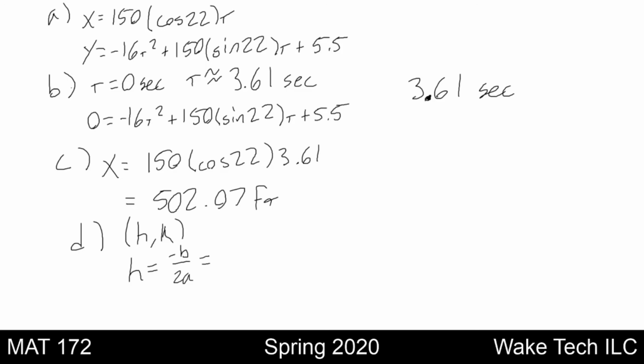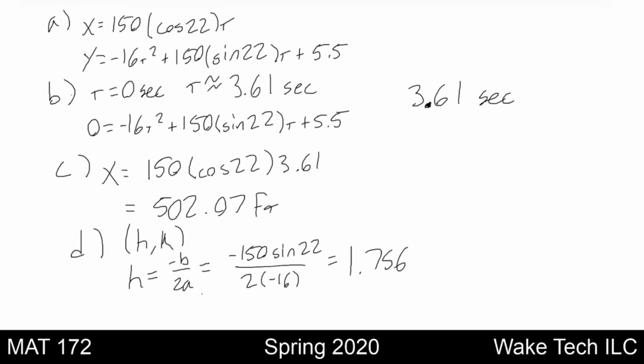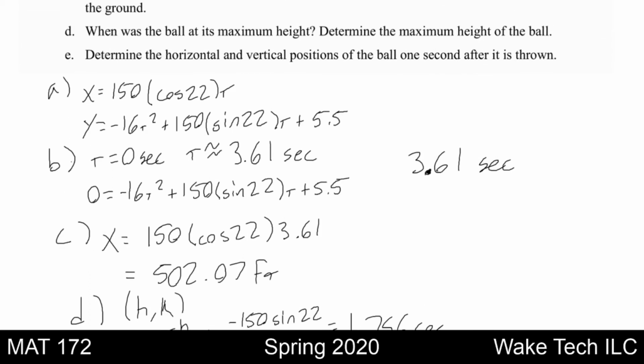B and a are just the coefficients to the second and first term, respectively. So the second term is negative 150 sine 22, and the first coefficient is negative 16 there. Again, we can plug this into a calculator to find 1.756. And recall that using this formula, negative b over 2a, on a quadratic equation finds the independent value. So here it's going to find t. So this is seconds. This is when the ball reaches its maximum height.